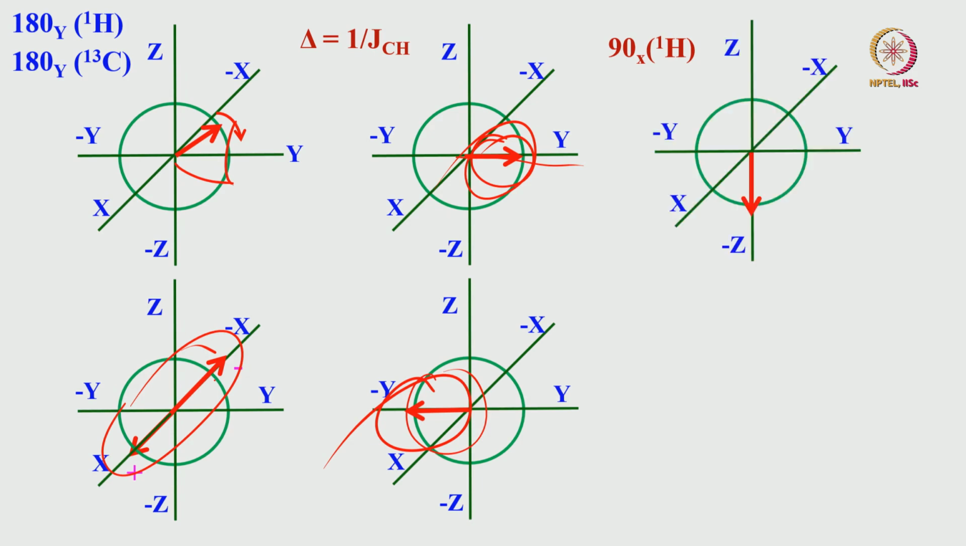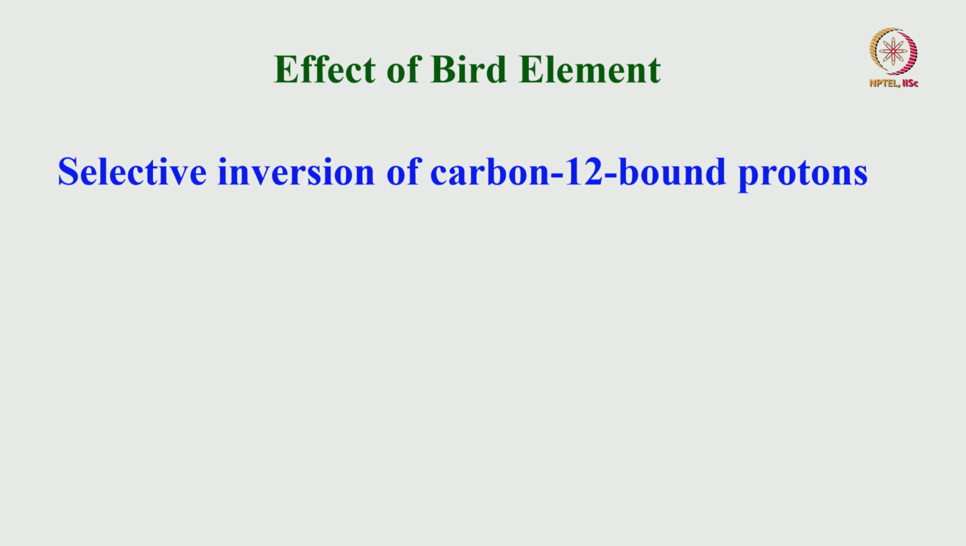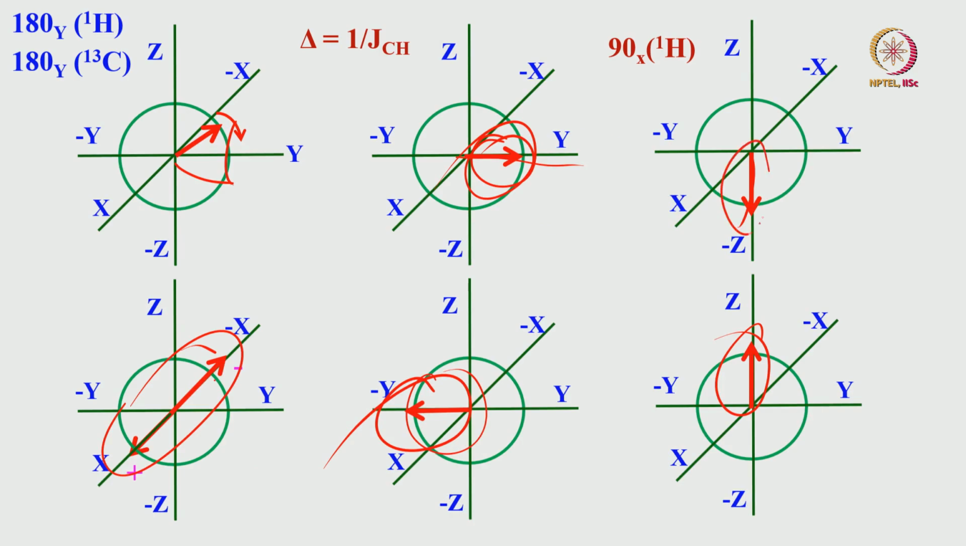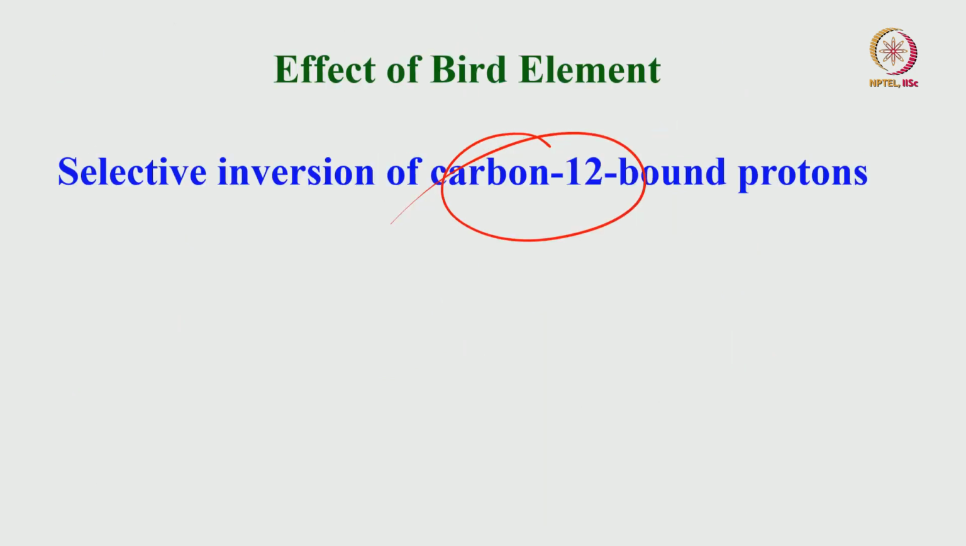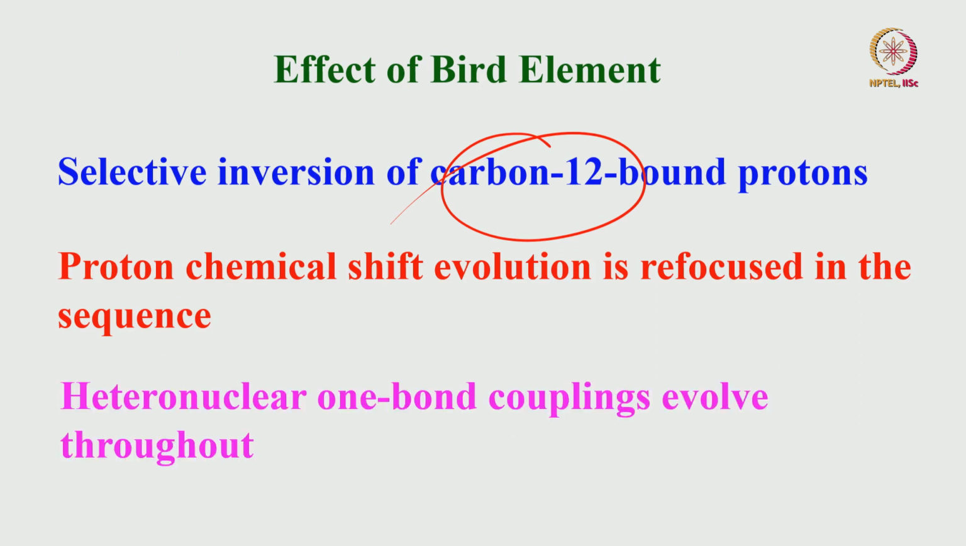And if now we apply a 90-degree pulse, this will come to the minus z axis, whereas this will go to the plus z axis. What is going to happen now? See, the advantage is the effect of the BIRD element, the selective inversion of the carbon 12 attached proton signal. Carbon 13 attached we did not invert, we inverted only the protons attached to carbon 12. So proton chemical shift evolution is refocused, heteronuclear one bond coupling evolves throughout.